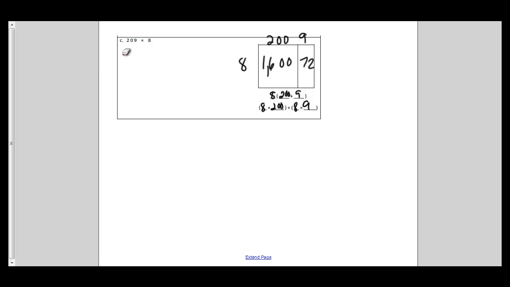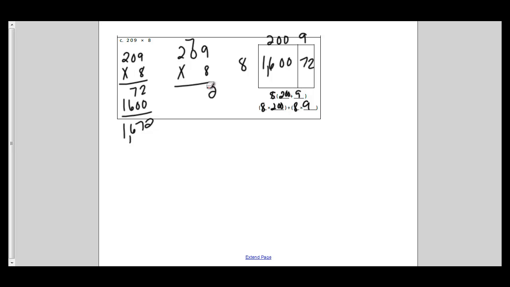Okay, so again, we're going to do this problem 2 times. 209 times 8 with partial products. So 9 times 8 would be 72. 8 times 0 is 0, so I don't have to write that. And then 200 times 8, which is 1,600. That would give me 1,672. All right, so same problem using standard algorithm. 72. 8 times 0 is 0 plus 7. 2 times 8, which is 16. So 1,672.